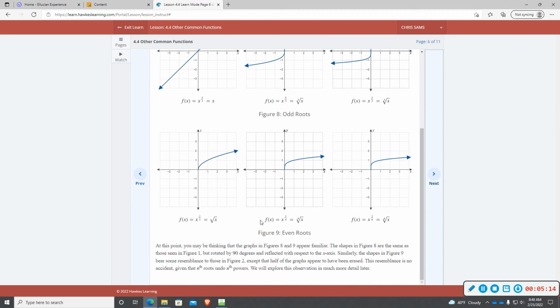Then you have even roots. With even, you can't have negatives under a square root, so it only shows on the positive side. 1/2 is just a regular square root. 1/4 is a fourth root, and 1/6 is a sixth root. And again, all of those look similar.